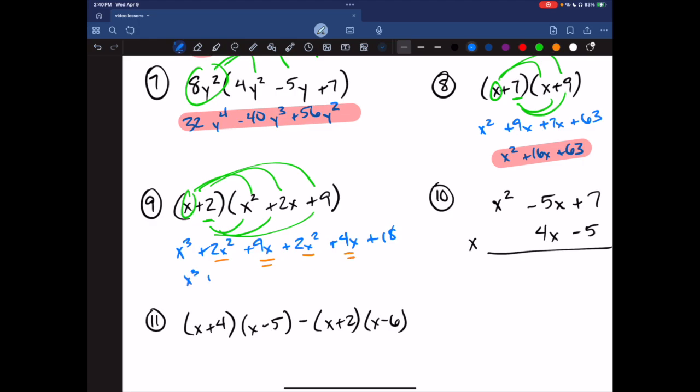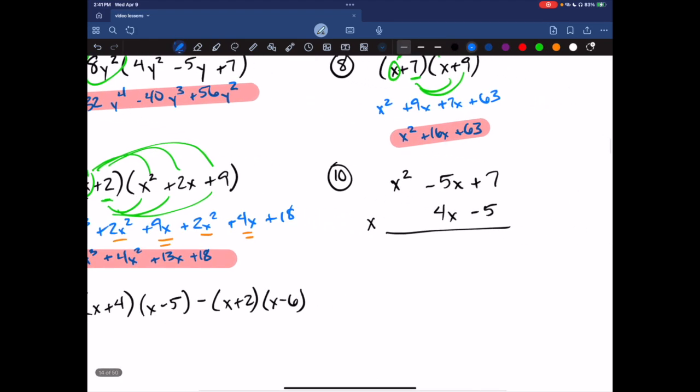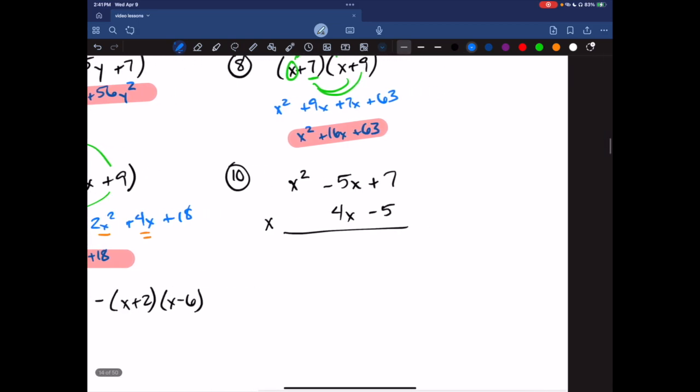You have x cubed plus 2 and 2 is 4. That's 4x squared. 9 and 4 is 13. That's 13x. And then you have 18. All right? Easy peasy. Just like that. That's how it's done. And just like adding and subtracting, you can multiply these things vertically. All right? But you want to be careful here.